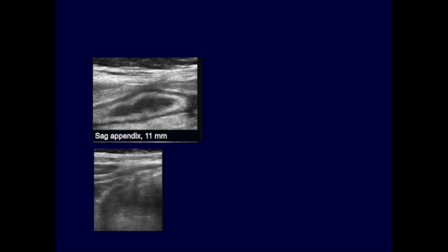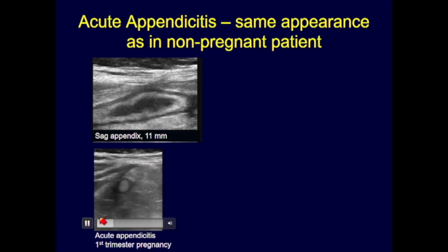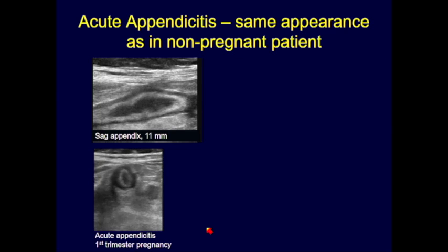So this is a case of a pregnant patient with right lower quadrant pain, and we've had several wonderful lectures today about appendicitis. So this is a patient who had acute appendicitis, and it's the same appearance as in a non-pregnant patient. And here's a cine loop showing you a thickened appendix. There's an increased echogenic submucosa, increased echogenicity of the adjacent fat. There's a little lymph node. So she had an acute appendicitis.